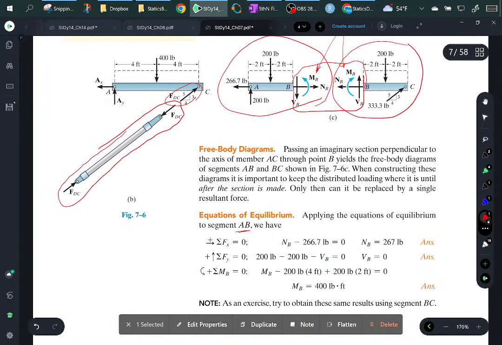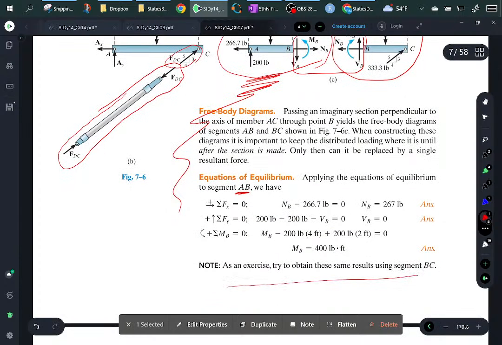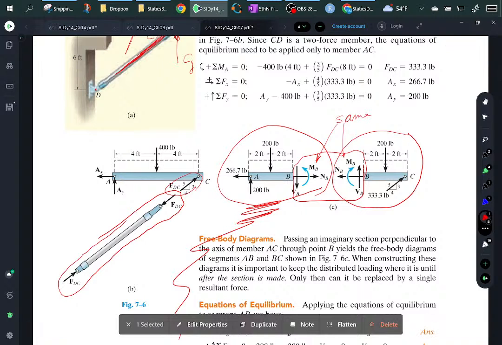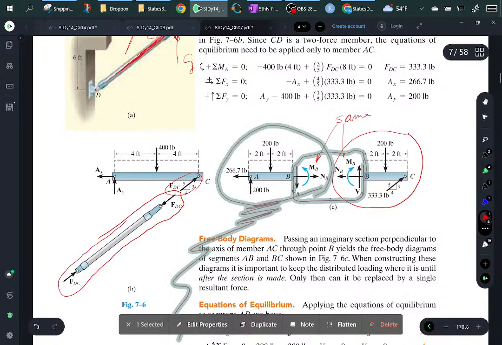So he starts with AB. Which one's AB? He starts with this one, and then he gets this. As an exercise, try the same results using BC. Honestly, I would have used BC to begin with.